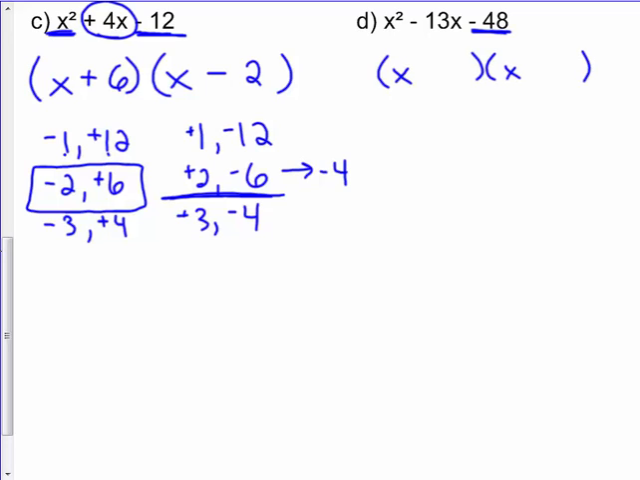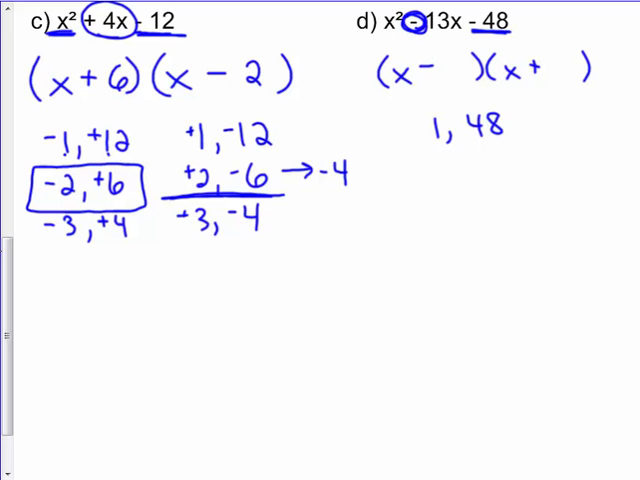So in D, I have a negative 48. That means that one has to be negative, one has to be positive. Right now, it doesn't matter which one is negative or positive. It will later when we start adding coefficients that are not 1. So now I'm going to write down the factors of 48.